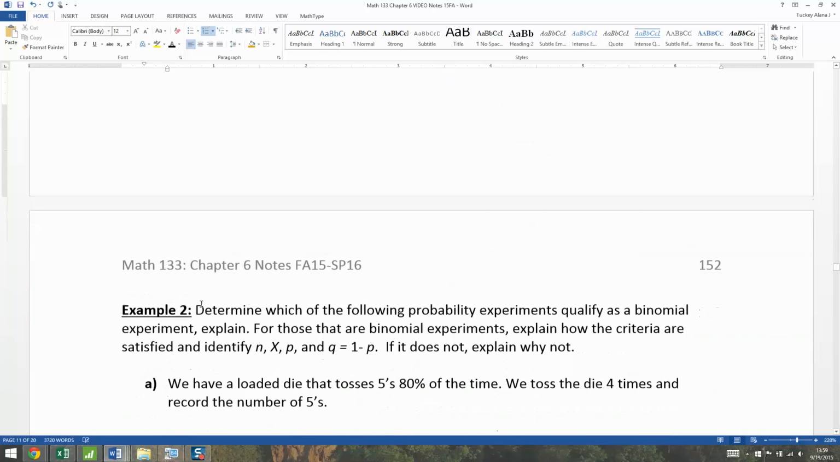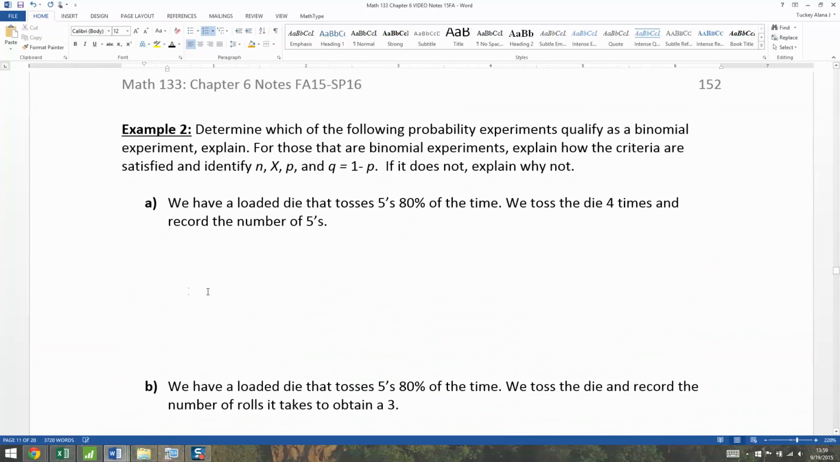All right, so let's keep practicing and seeing if other things are binomial as well. We have a loaded die that tosses 5s 80% of the time. We're going to toss the die 4 times and record the number of 5s, and we have to explain whether or not this is binomial. The answer is yes, it is binomial.